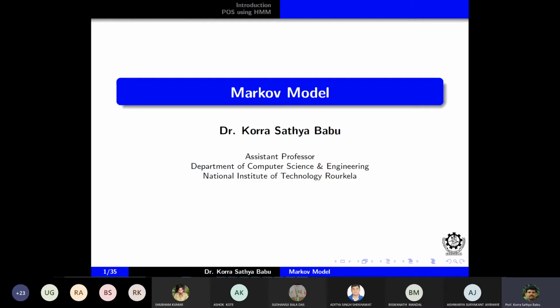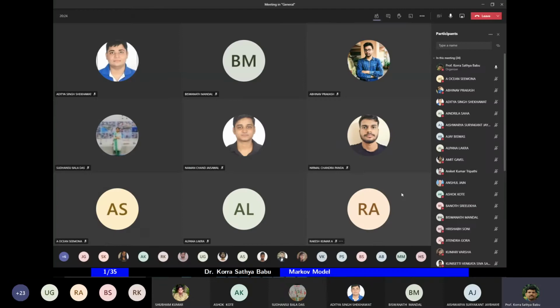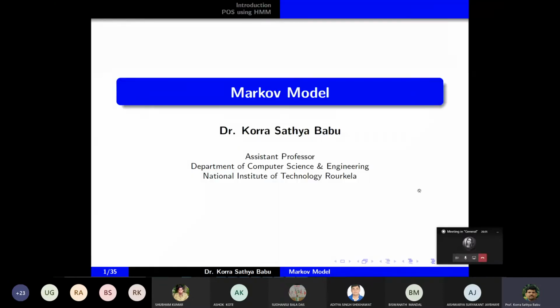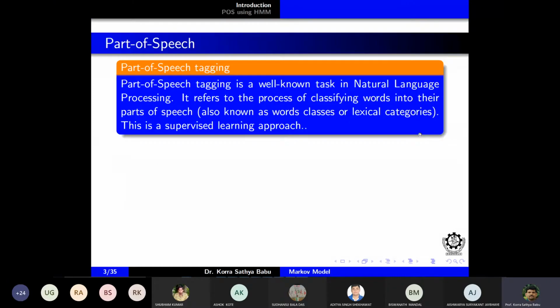We'll see first about some basics of parts of speech, then we'll enter into the Markov chains. Okay. So parts of speech tagging, as we have discussed earlier also, is a well-known task in natural language processing, and it refers to the process of classifying words into their parts of speech, sometimes known as word classes or lexical categories. And this is basically a supervised learning approach. Parts of speech, word classes or syntactic categories are useful because of the large amount of information they give about a word and its neighbors.